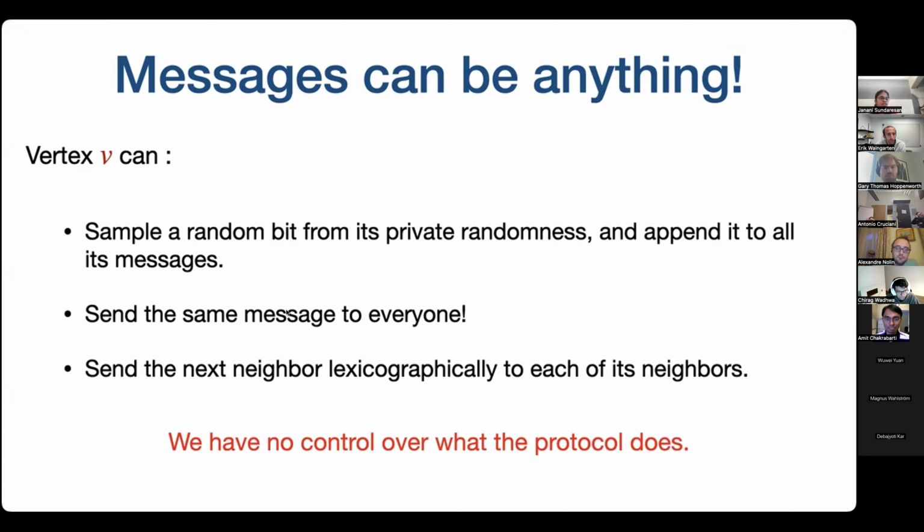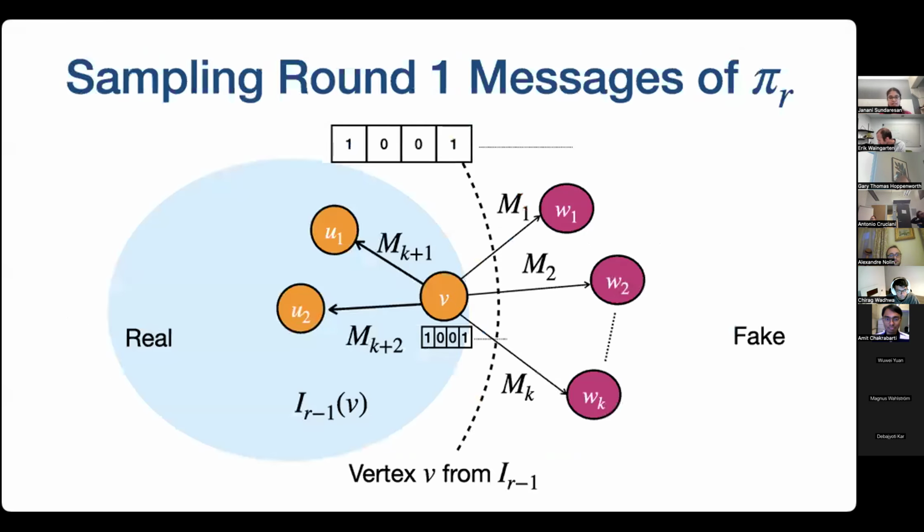So vertex V can, for instance, just sample something from private randomness and append this to all its messages. And maybe it can send the same message to all its neighbors. It can do something like, I will just send the next neighbor on each of its edges, and so on. So it can do whatever it wants. This is the setup we have when we're focusing on this vertex V. I am going to call this IR minus 1 of V the inner part of vertex V. Another simplifying assumption I'm making is that there are just two neighbors, U1 and U2, which are just two neighbors of V from IR minus 1.